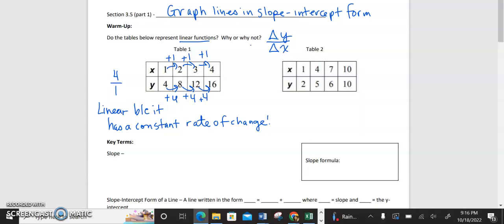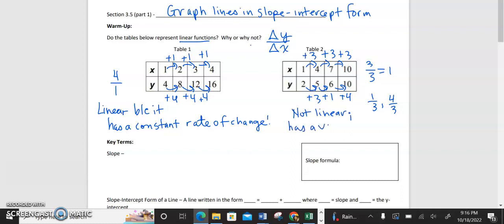line. In example 2, in table 2, we're going up by 3 to go from 2 to 5, and up by 3 to go from 1 to 4, up by 1 to go from 5 to 6, and up by 3 to go from 4 to 7. Our last one is up by 4, and then again up by 3. So our rates of change are 3 over 3, which is equivalent to 1, 1 over 3, and 4 over 3. So this is not linear, it has a variable rate of change.